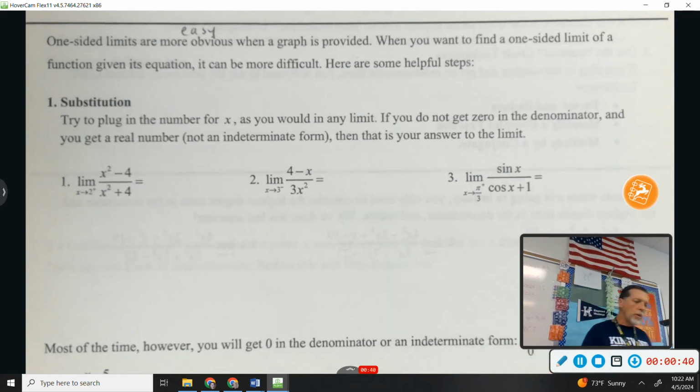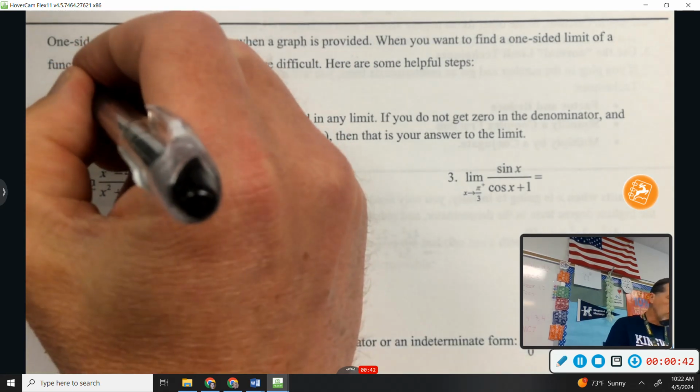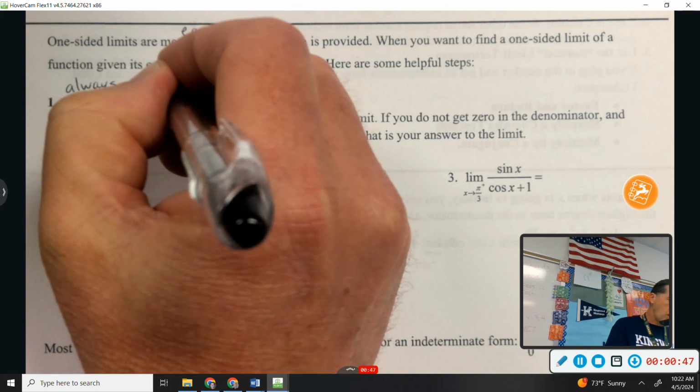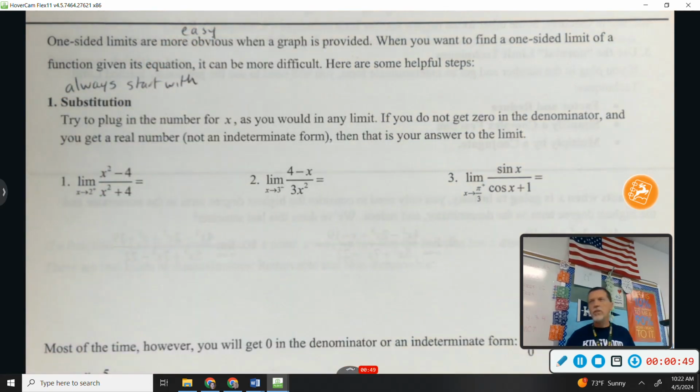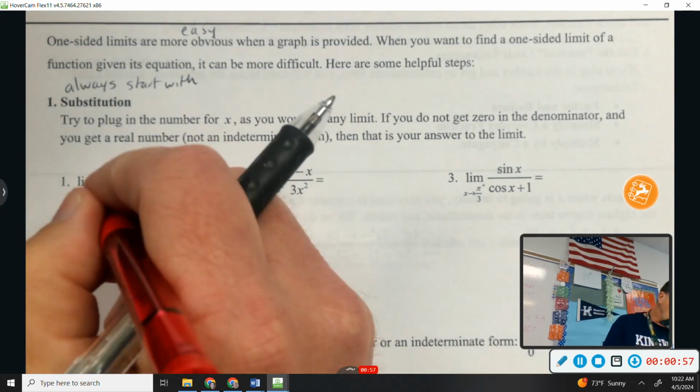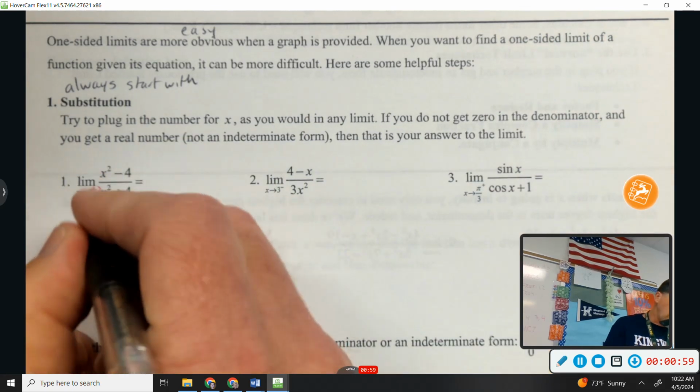So as always, start with substitution. And if you get something nice, that's your answer. Like that's for all limits. Just try to plug it in and see if it works. So I'm not even worried about the 2 plus thing yet. I just want to plug in 2.